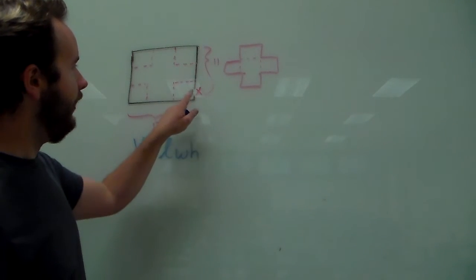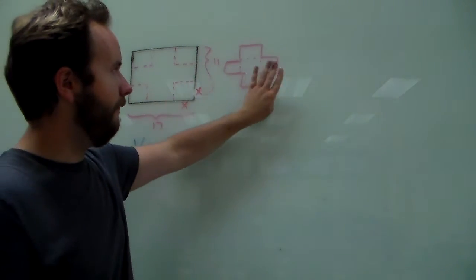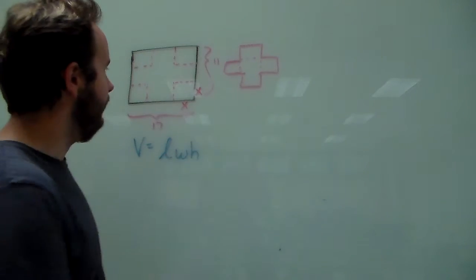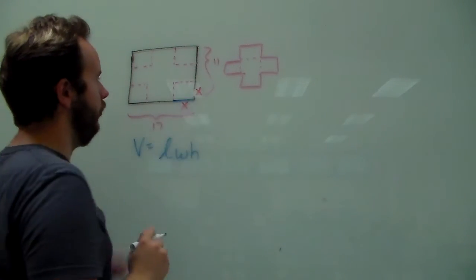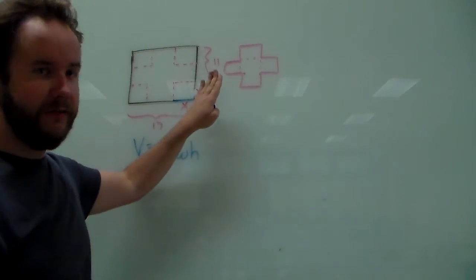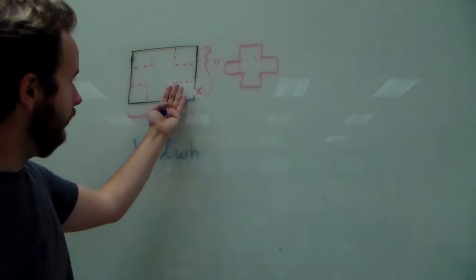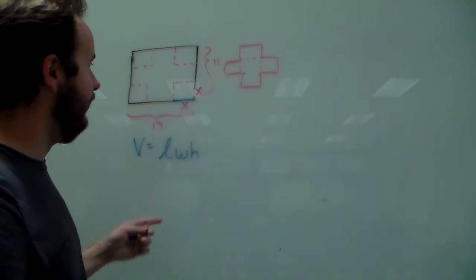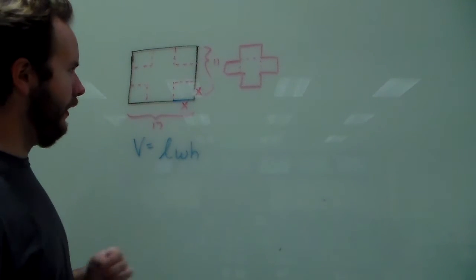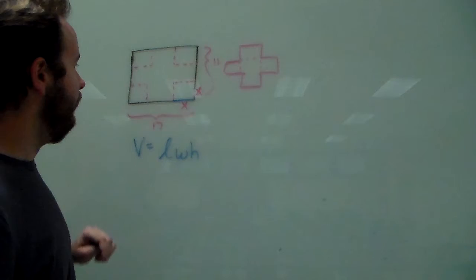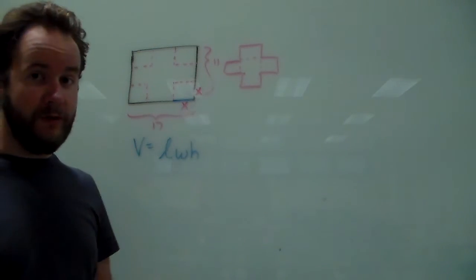Well, realize that when I take this flap here and fold it up, this dimension becomes a height. Think of it as actually sticking out from the board I'm writing on. When I fold this flap up, it will be pointing out at us, and its height will be x. So hopefully that makes a little bit of sense. But the other dimensions are not just going to be 17 and 11. That would be too easy.